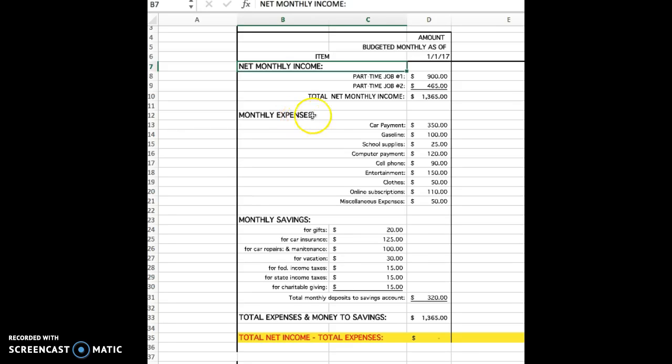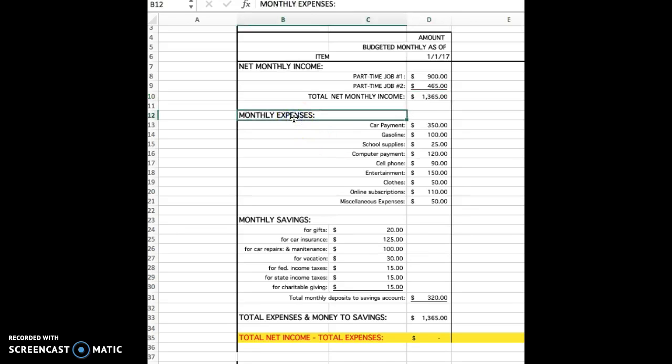So the net pay for this particular person is totaling $1,365. This is the monthly total. So when you make a budget, that's what you start with. What will you make per month? And we will assume this is the total income for this person. Second item will be the expenses.